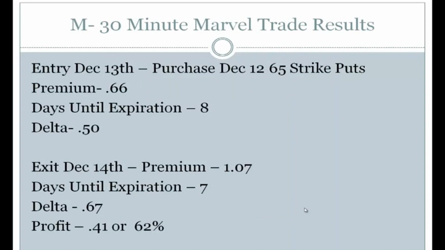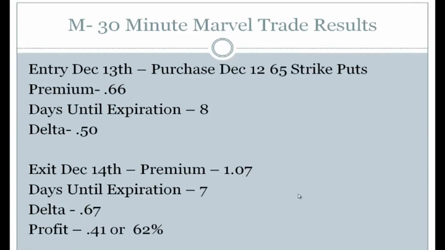If we had entered on December 13th and purchased the December 1265 strike puts, the premium was 66 cents. There were 8 days until expiration. On December 14th, actually just 1 day later because this was an intraday chart, the premium was $1.07. There were 7 days left until expiration. The delta had increased to 67 in that period of time, and the profit was 41 cents or 62%.